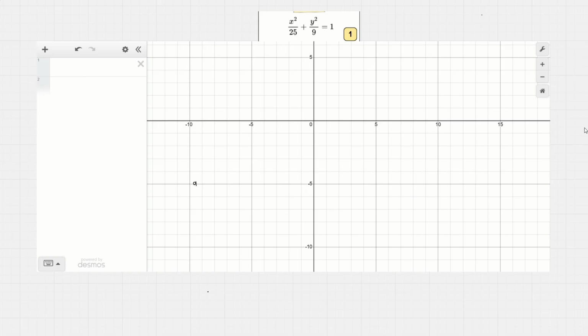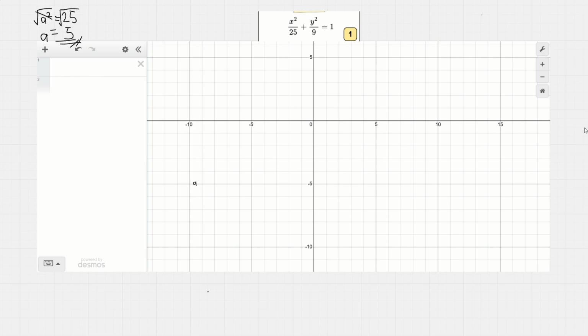We have x squared over 25 plus y squared over 9 equals 1. Like I said, our a squared will always be the higher number. So our a squared here will be 25. Now we can solve for this. We're going to square root both sides to get rid of the square. Now a equals 5. This is our a value.